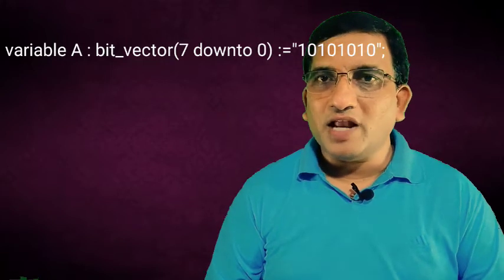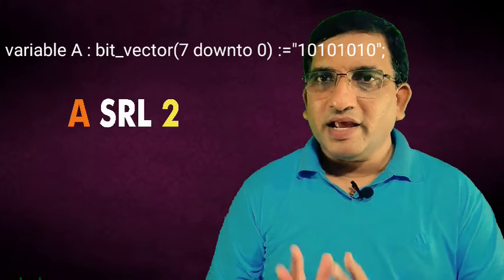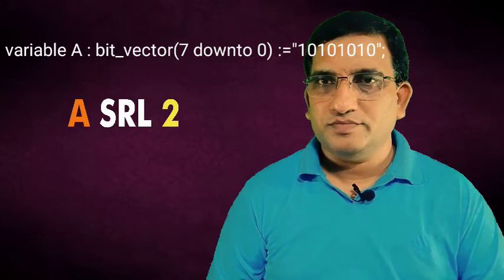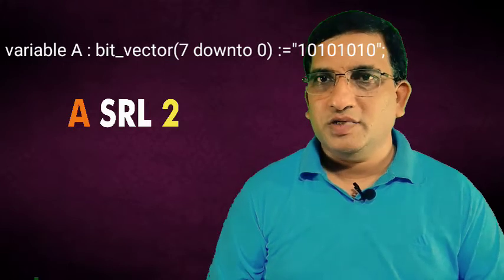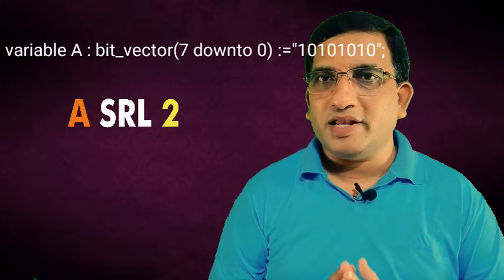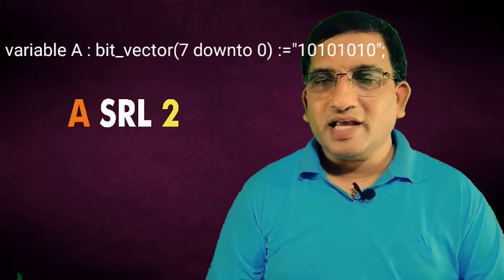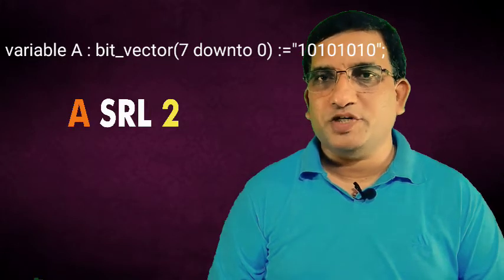Now when I apply the operator, that is A SRL 2, I have considered A SRL 2. What does it indicate? That means whatever data is present in variable A, that data is to be shifted to the right by 2-bit positions.